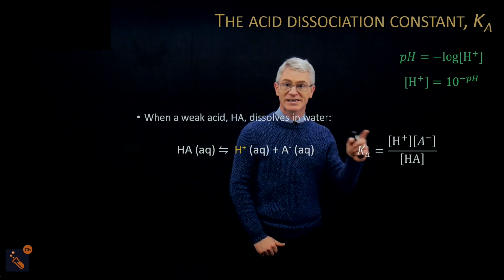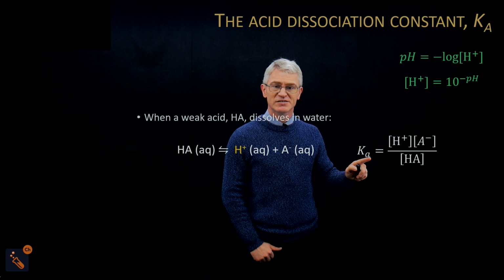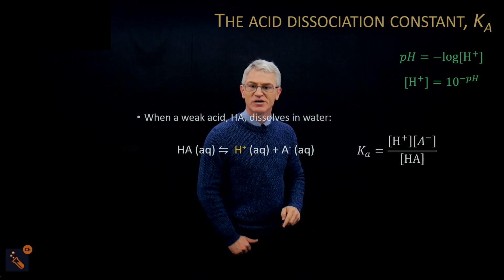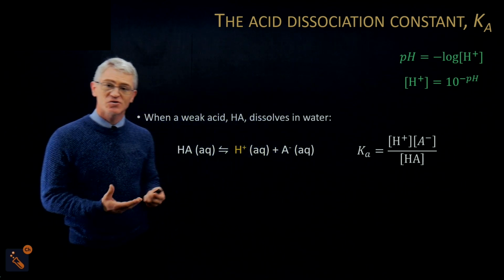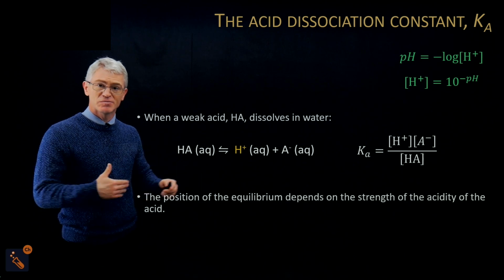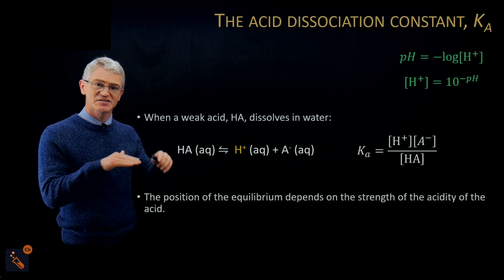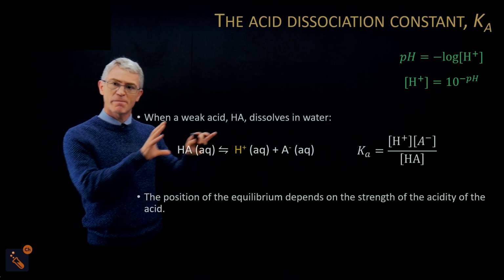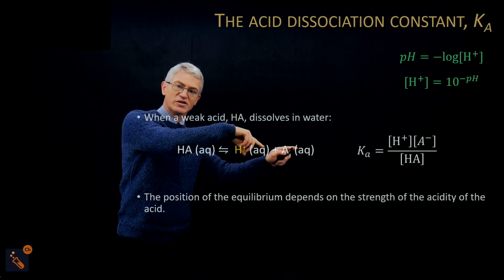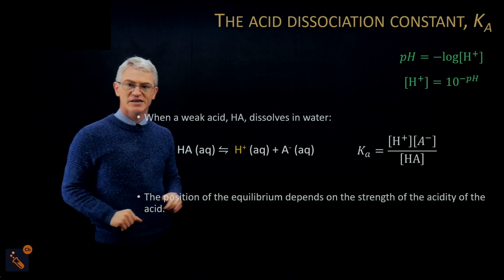So it's literally just a Kc equation, but in terms of acids. So we replace the C with A. So there's our products divided by our reactants. Now with all other constants, the position of the equilibrium depends on the strength of the reaction itself, and in this case, the strength of the acid, because if it's partially dissociated, it's going to be this direction. If it's fully dissociated, more that direction, and somewhere in between might be a little bit here, a little bit there.